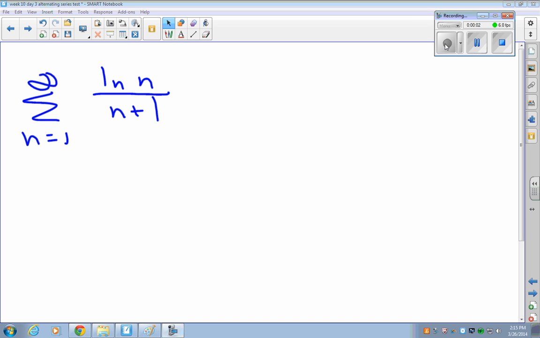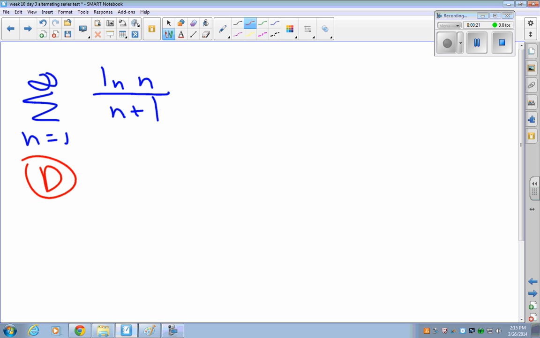Mr. Balk solving this problem out loud. Okay, let's see. ln of n over n plus 1. Over n plus 1, that looks like a 1 over n, which is a diverger. And that ln of n does not help me at all. It makes it blow up even quicker. This thing's going to diverge. I already know it's going to diverge.